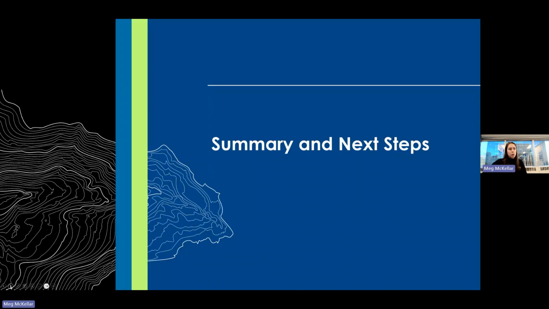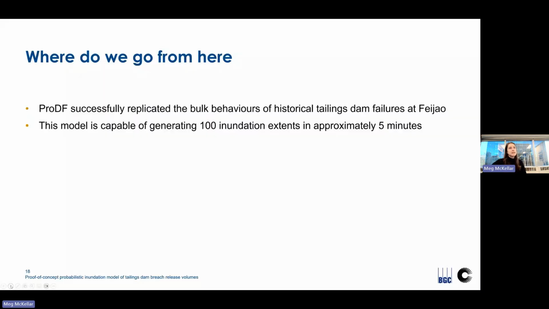And so in summary and moving towards our next steps, ProDF was successful in replicating these bulk behaviors for the historical tailings dam failures, and the one we've looked at today, Fajau. And then in this model, it was capable of generating these hundreds of inundation extents in approximately 5 minutes.